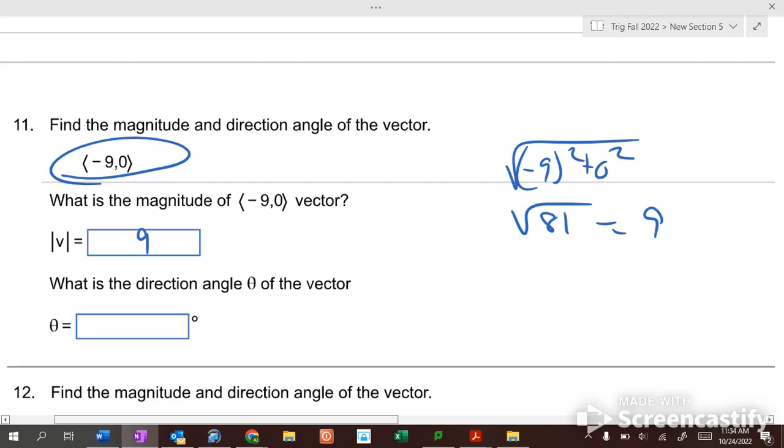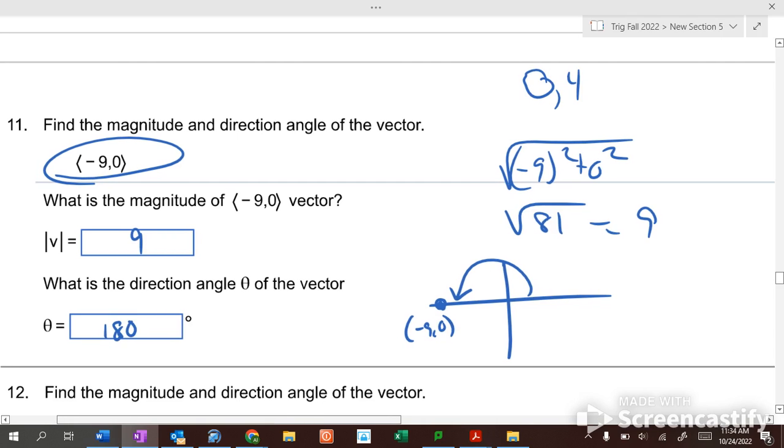Okay? What's its direction? Where is it at if it's at negative 9, 0? How many degrees? Not 0 degrees. 180. It's over here. Negative 9, 0 is over here, right? So you're at 180 degrees. Okay? What if you were at 0, 4? What would be the magnitude? 4, the direction, 90 degrees, because you'd be straight up.